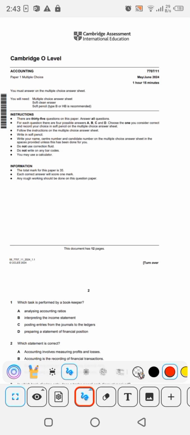Hello everyone, so today we are going to solve Accounting O Levels paper 11 May-June 2024.